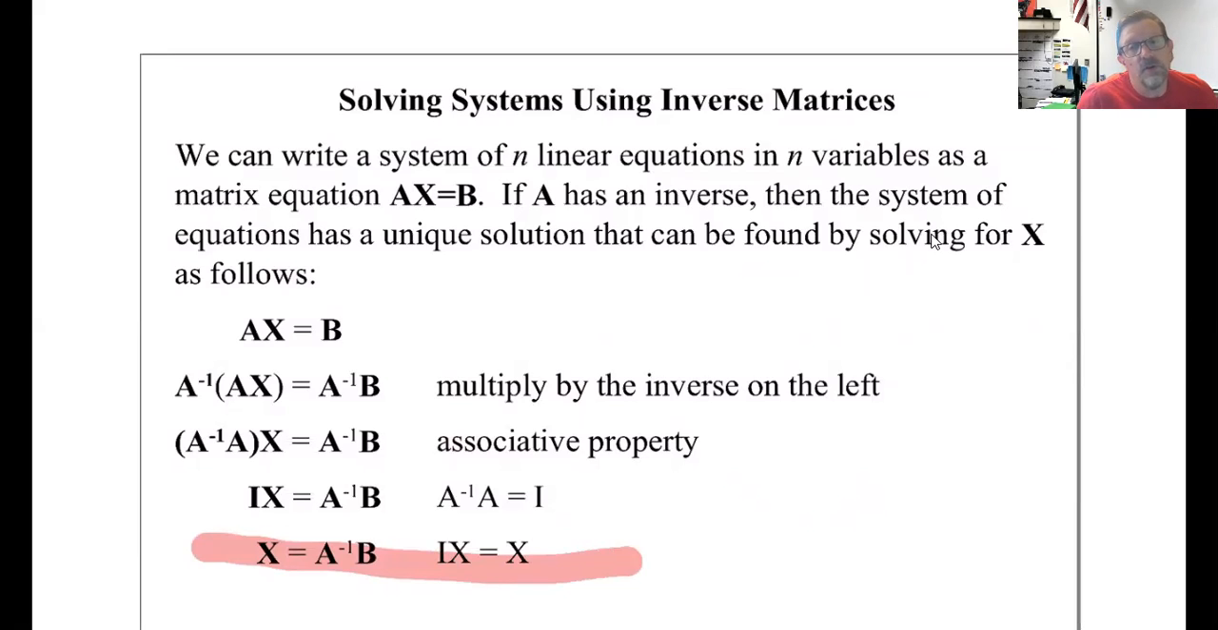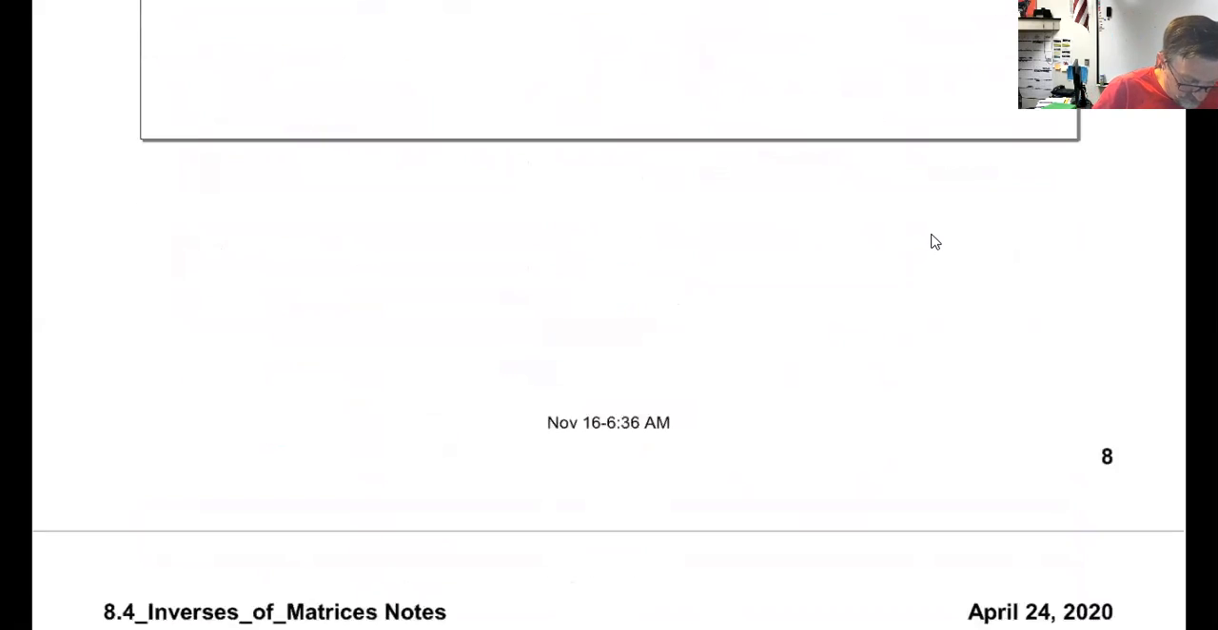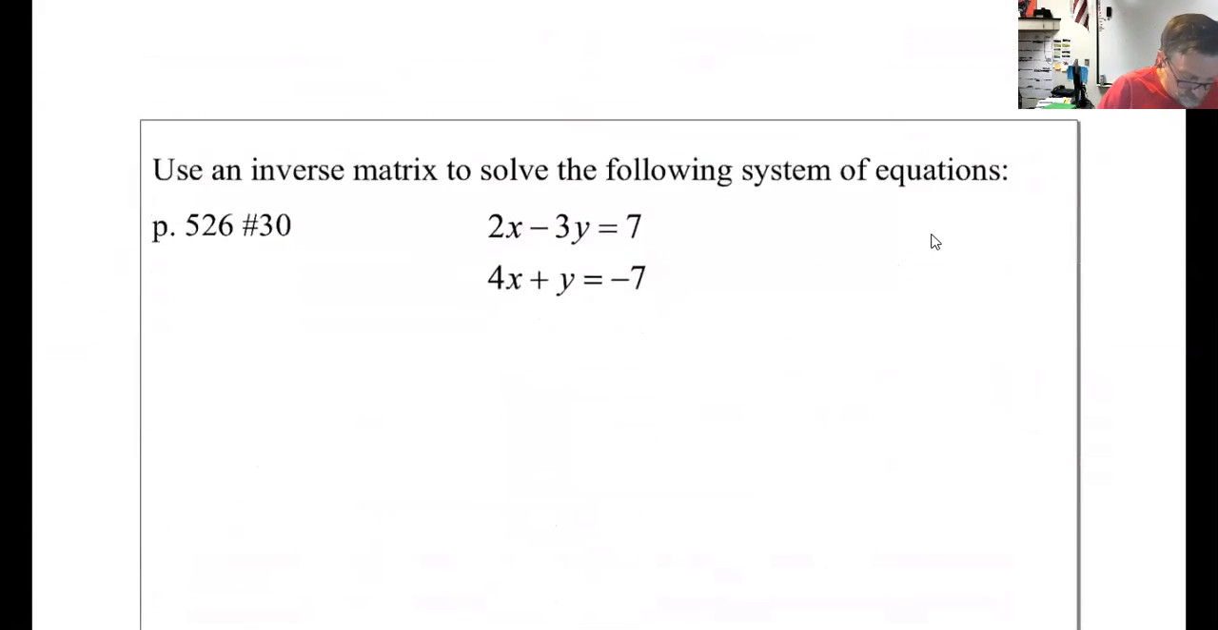Kind of cool. So all that stuff you did in substitution and elimination, you don't have to do that anymore. Yay. All right, scroll down. I'm going to take this nice and slow.